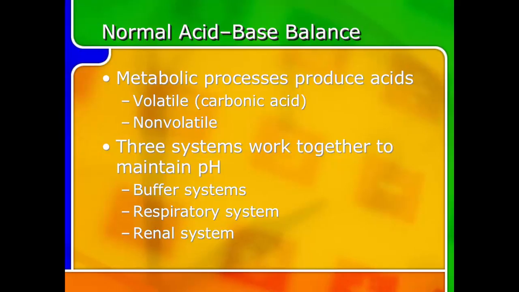All other acids are considered non-volatile. They must be metabolized or excreted. Examples are lactic acid, hydrochloric acid, phosphoric acid, and sulfuric acid. There are three systems that work together to maintain the pH in the body. These are your buffer systems, respiratory system, and renal system.